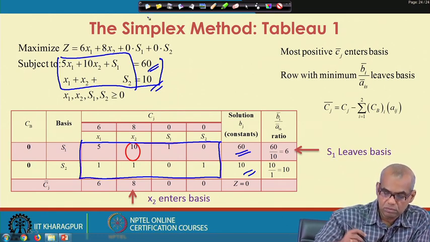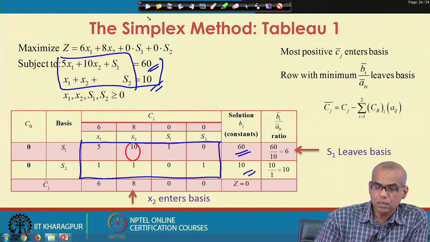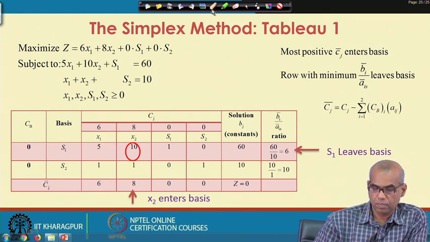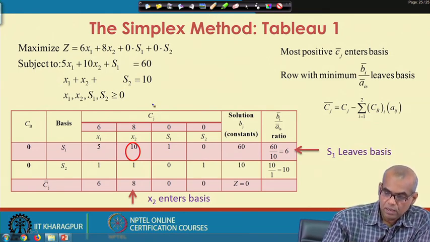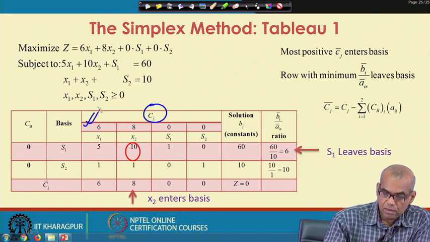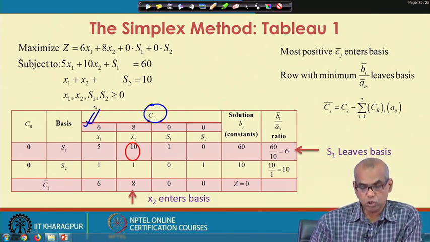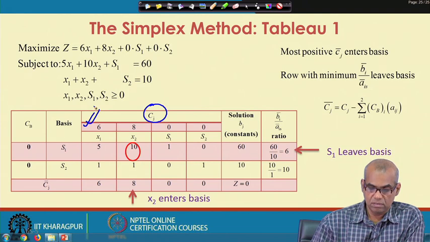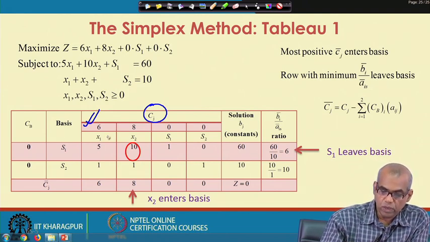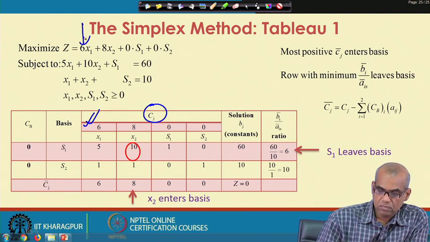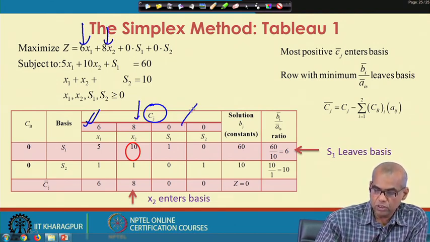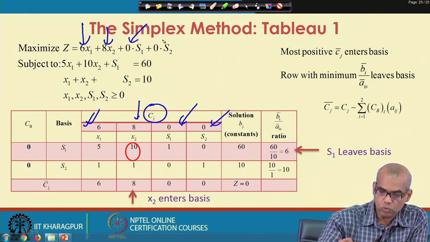Now, let us find out the relative profit coefficients. Note that here the cost coefficients for all x1, x2, s1, s2 are given. For x1 it is 6, for x2 it is 8 and 0 for s1, 0 for s2.